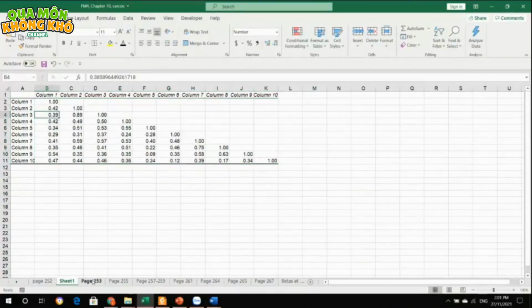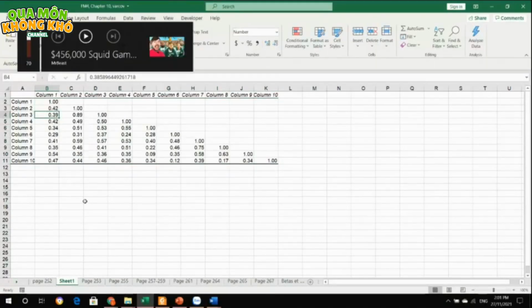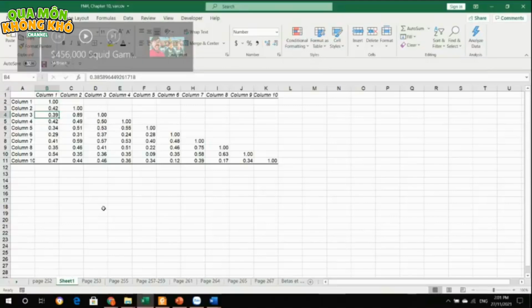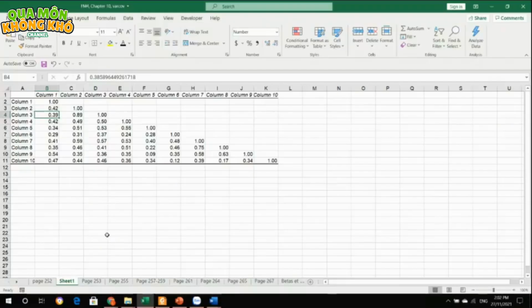Okay, this is the correlation matrix, and you can see we just have the triangular matrix, because the other half is symmetrical through the diagonal. So, just do the covariance matrix.